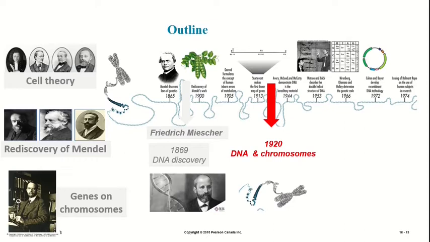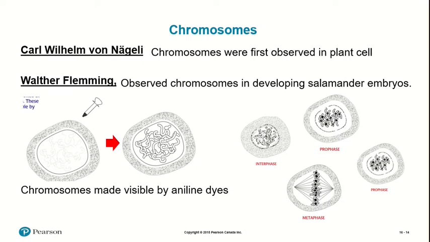Now, in the third section of this class, we're going to talk about the relationship between DNA and chromosomes. And to do that, we're going to show you how chromosomes were stained. Chromosomes come from the Greek root chromo, that means color, and soma, that means body, so colored bodies.